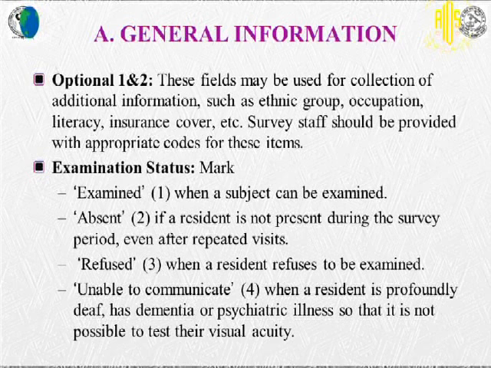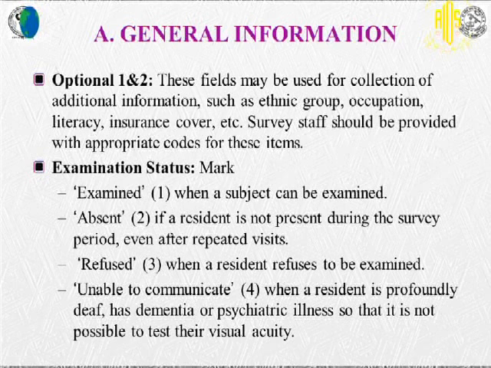Examination status: you have to mark if you are examining the patient during the survey. If the subject is absent despite repeated visits, mark as 2. If there is refusal, some people would not want to go through the entire examination procedures. There will be complete refusal even after repeated counseling and repeated visits; these have to be marked as 3. And if somebody is mentally retarded, suffering from psychiatric illness, or some illness due to which the person is unable to communicate, you have to mark option 4.